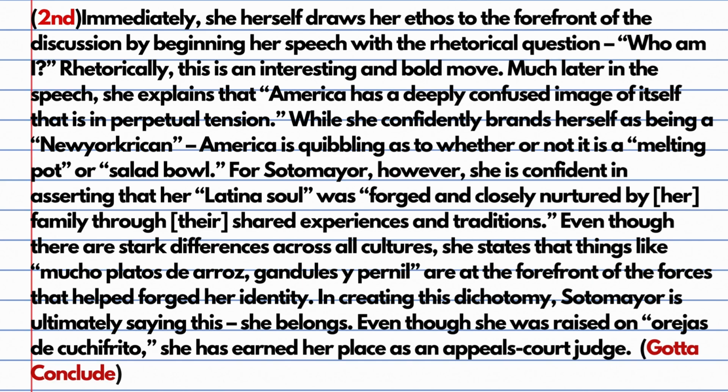For Sotomayor, however, she is confident in asserting that her Latina soul was forged and closely nurtured by her family through their shared experiences and traditions. Even though there are stark differences across all cultures, she states that things like mucho platos de arroz grandules e perel are at the forefront of the forces that helped forge her identity. In creating this dichotomy, Sotomayor is ultimately saying this: she belongs. Even though she was raised on Orejos de Cuchafrito, she has earned her place as an appeals court judge.